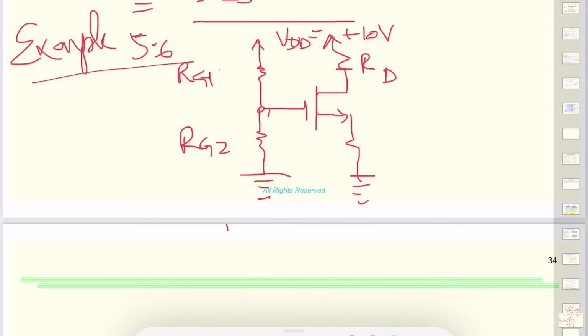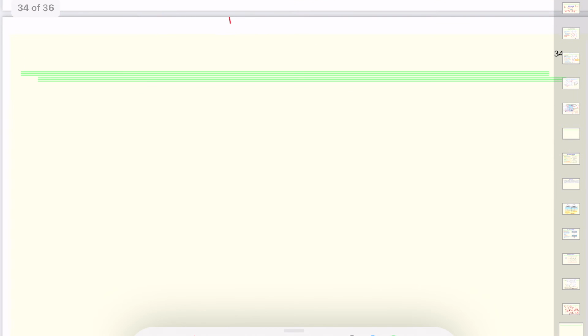So we have a source resistance. The resistance values are given, and we don't know what the drain current is and what the operation of the transistor is. So let's start first by finding the gate voltage. If you know the gate voltage, we'll be able to relate it to the threshold voltage and see what the operation is for this circuit.